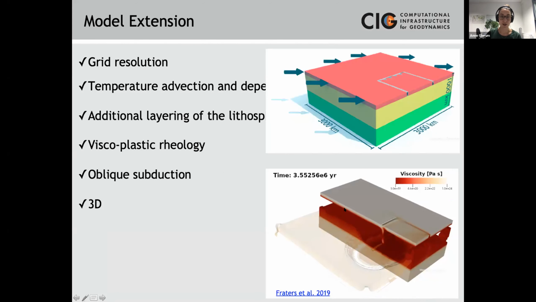Okay, then just another example from Menno's paper last year. This is a 3D setup of oblique subduction. I'm sure he will talk more about this tomorrow. And then this is a snapshot of half of the domain after 3.5 million years.